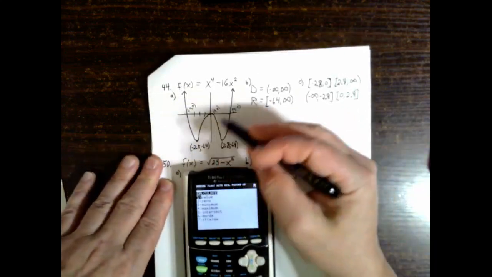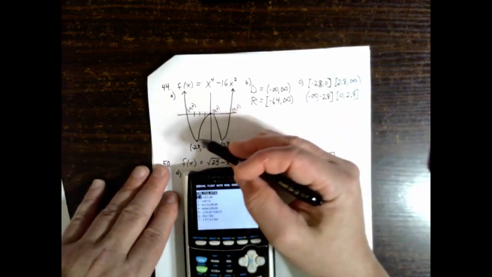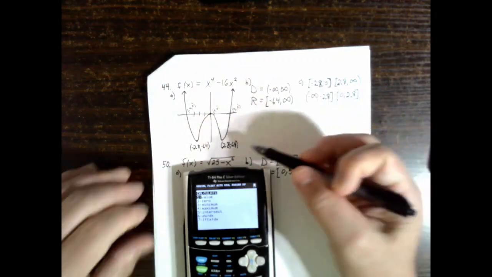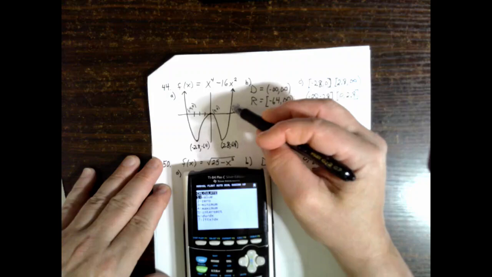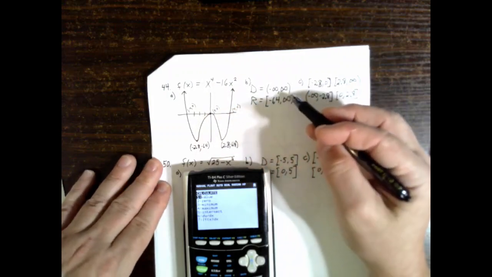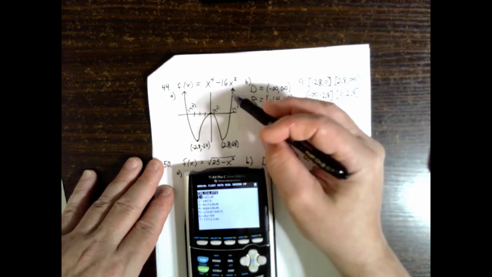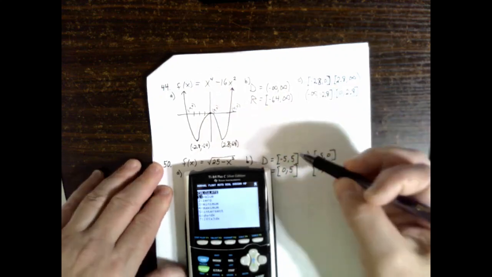So now that we've got our graph here and we know our extremes, our extrema, the minimums and maximums, we can now know our domain. It goes to the left forever and to the right forever, minus infinity to infinity. We know our range. It goes as low as negative 64 and as high as infinity.